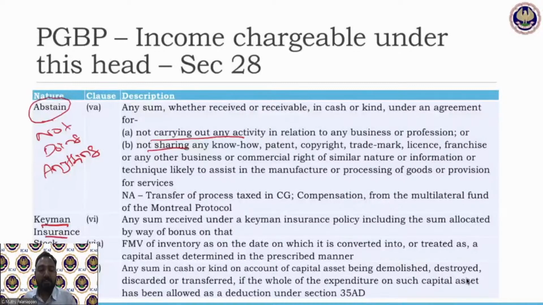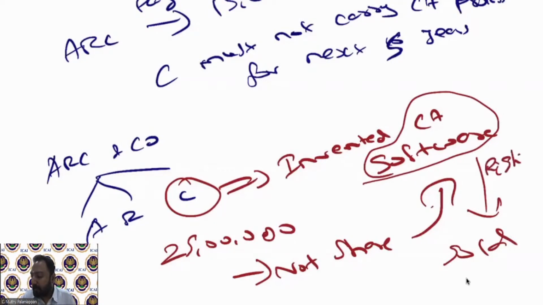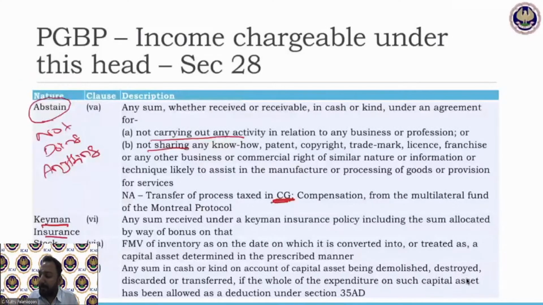So when you say keyman insurance, typically, I'm really sorry, I'll have to add one more point for abstaining. This concept of abstaining is not applicable for capital gain, which means, let's say this software is sold. Then the rights of the CA software are sold to another company. So this selling of rights will be taxable under capital gain, and hence this PGBP chapter is not applicable for that. So that's what we need to understand.